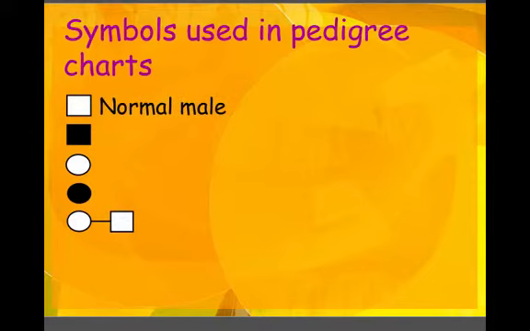If I have a square that is not shaded, in other words, it's clear, it's considered a normal male, a male who is not possessing the trait. If the square is shaded, then we say that the male is affected. It doesn't tell me if the disease is dominant or recessive. It only tells me whether or not the person is showing the trait.